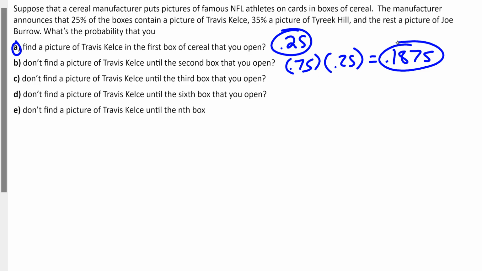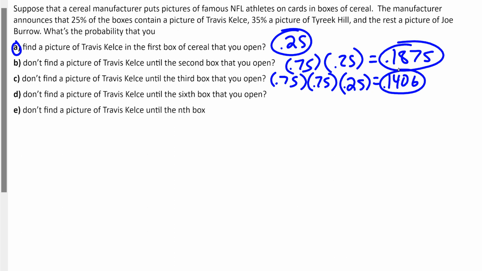All right. Let's say you don't find a picture of Travis Kelce until the third box. So not Travis Kelce, not Travis Kelce, then Travis Kelce. If you multiply those three together, you get 0.1406. It's rounding a little bit.